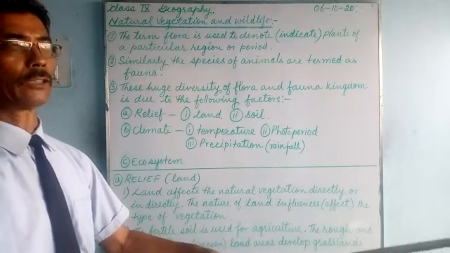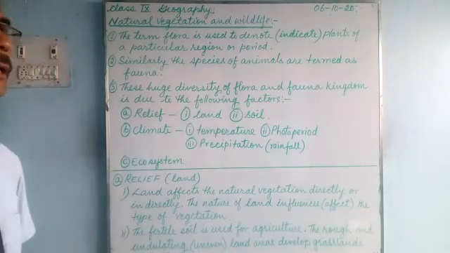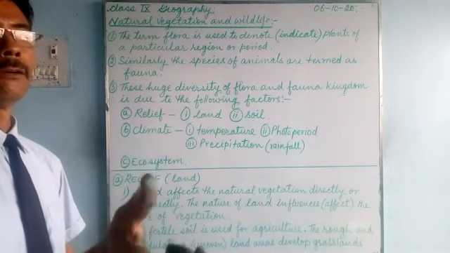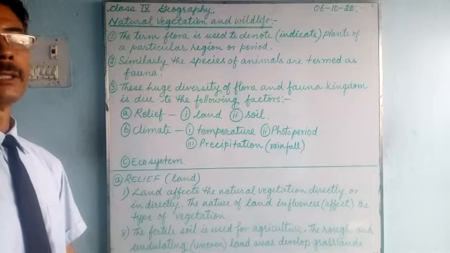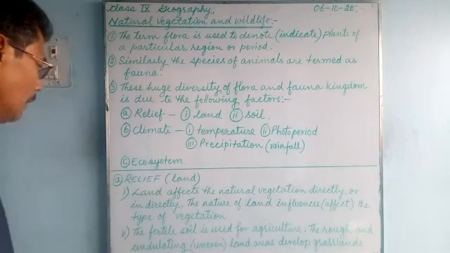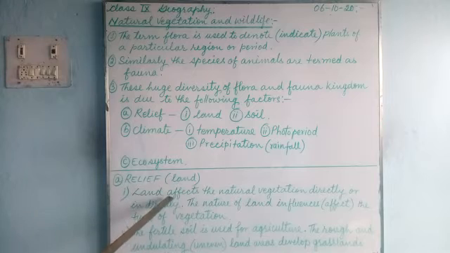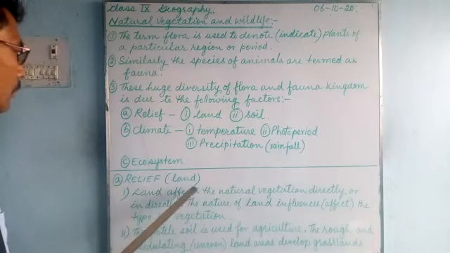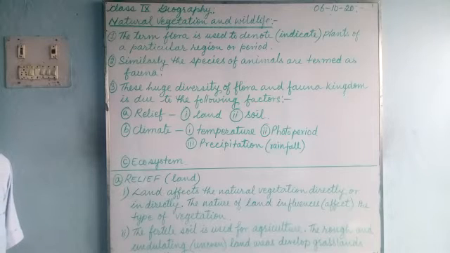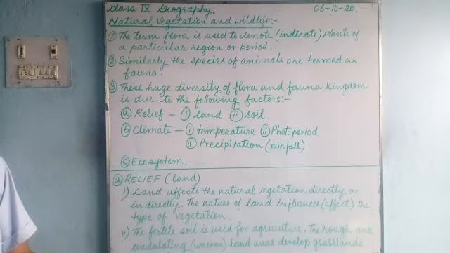Woodland means a small forest, woods, where different types of animals, birds and insects live. These grassland and woodland will support different animals, birds and insects. So this is the nature of the land. The nature of the land influences the type of vegetation, and the vegetation will support wildlife.